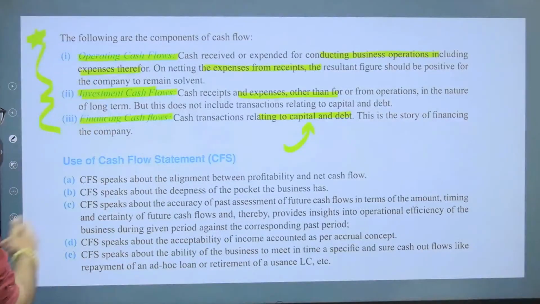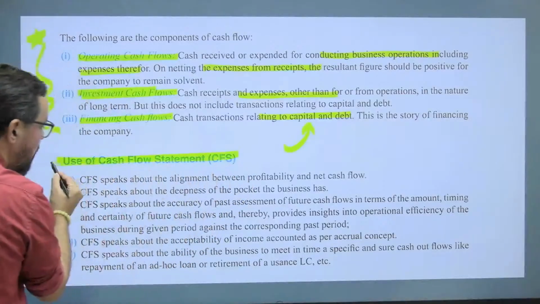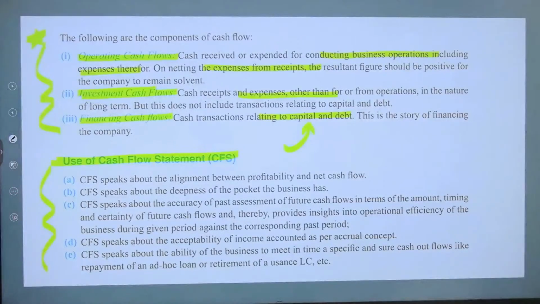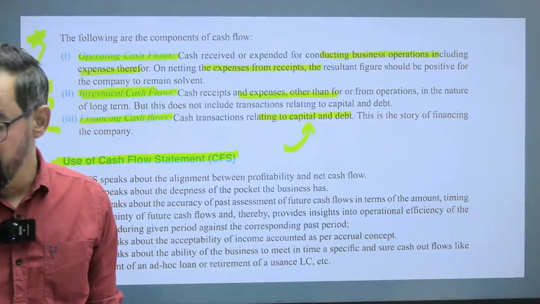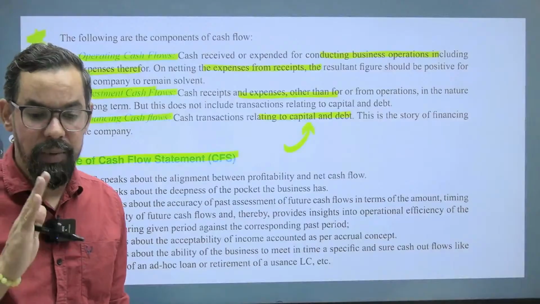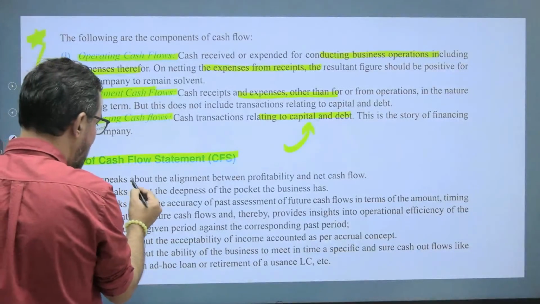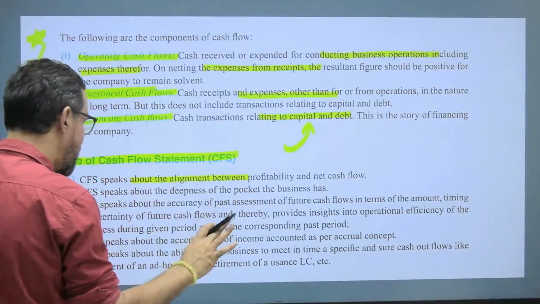ठीक है, uses of cash flow statement. अब देखो यहाँ पे this is the uses and this is very basic one. कहाँ पे हम इस्तेमाल करते हैं इन स्टेटमेंट्स को आपका. इफ यू आर हैविंग एनी डाउट रिलेटेड टू एनी एरिया, प्लीज डू लेट मी नो, सो आई ट्राई टू एक्सप्लेन यू दैट वन. ठीक है, so cash flow statement speak about the alignment between profitability and net cash flow.